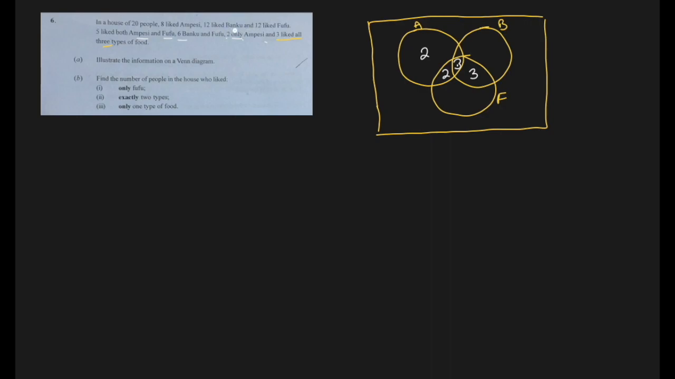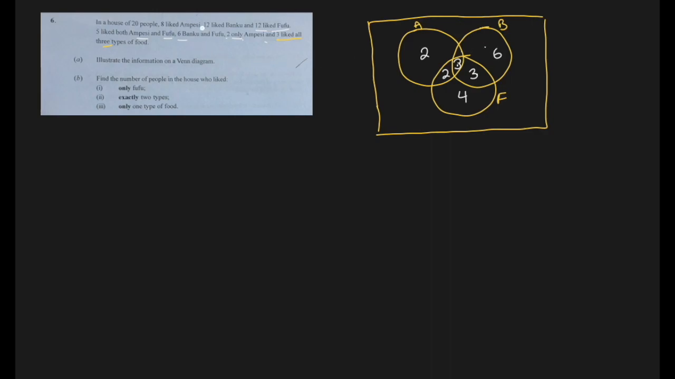And then let's start with this one. 8 liked Ampesi, 12 liked Fufu. So Fufu already has 3 plus 3, 6 plus 2, 8. That means it becomes 12 this way, right? If I add all in this F circle, they are 12 now. 12 liked Fufu, that's what they're saying. 12 liked Banku. So 3 plus 3 6, and that means this part and this part will be 12. So let me write 6 for the time being here.